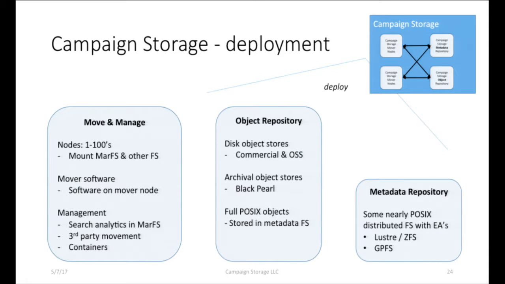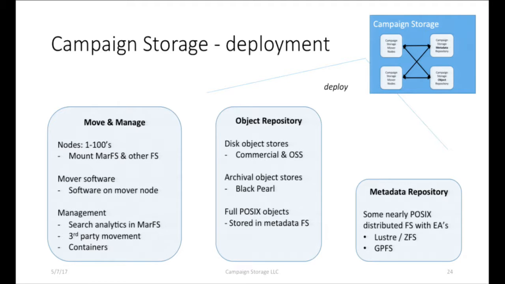Some of these objects would really benefit from POSIX semantics. So perhaps people want to store sparse files in campaign storage. Sparse files are not supported by most object stores, maybe actually by almost none. And so those objects are perhaps best stored right in the campaign storage file system where POSIX is available. It's not as scalable as using the object stores, but you have more features.